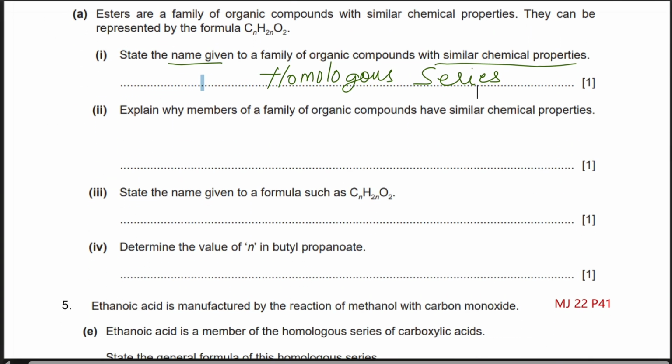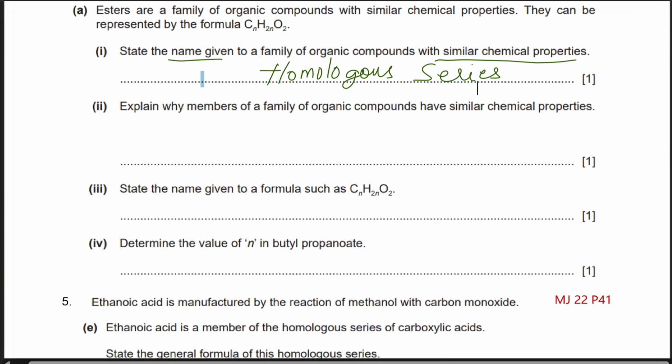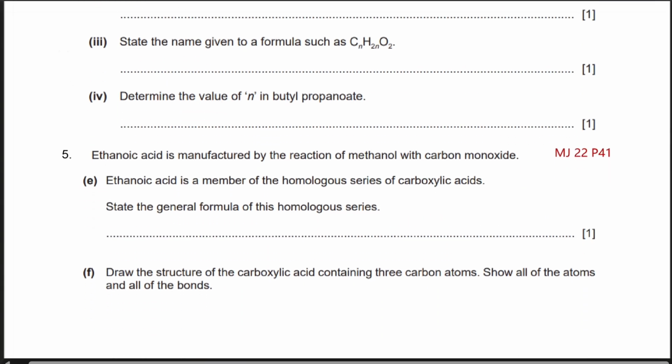Next. Explain why members of a family of organic compounds have similar chemical properties. This we already did. This is because they have same functional group. Now, state the name given to a formula such as CnH2nO2. This is called general formula.